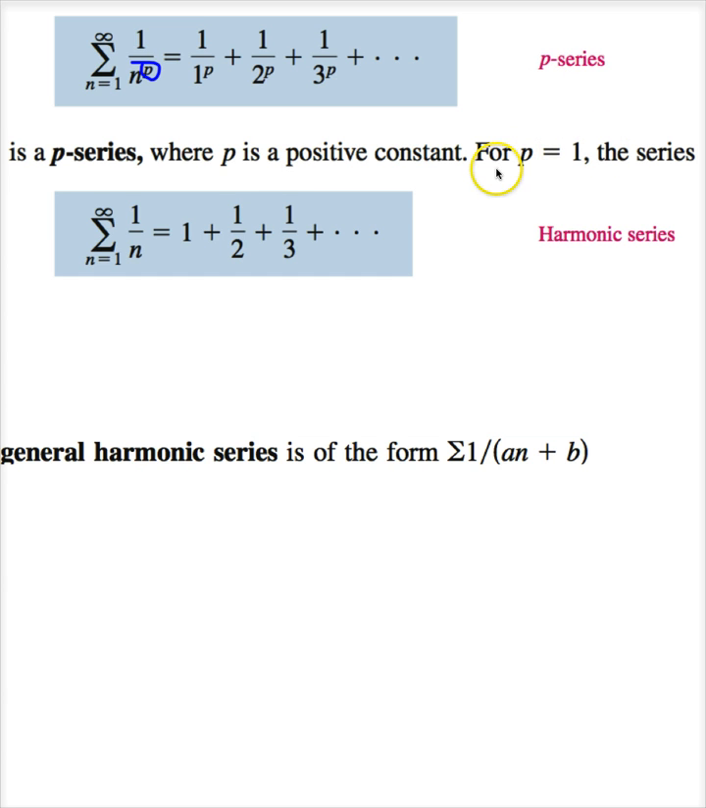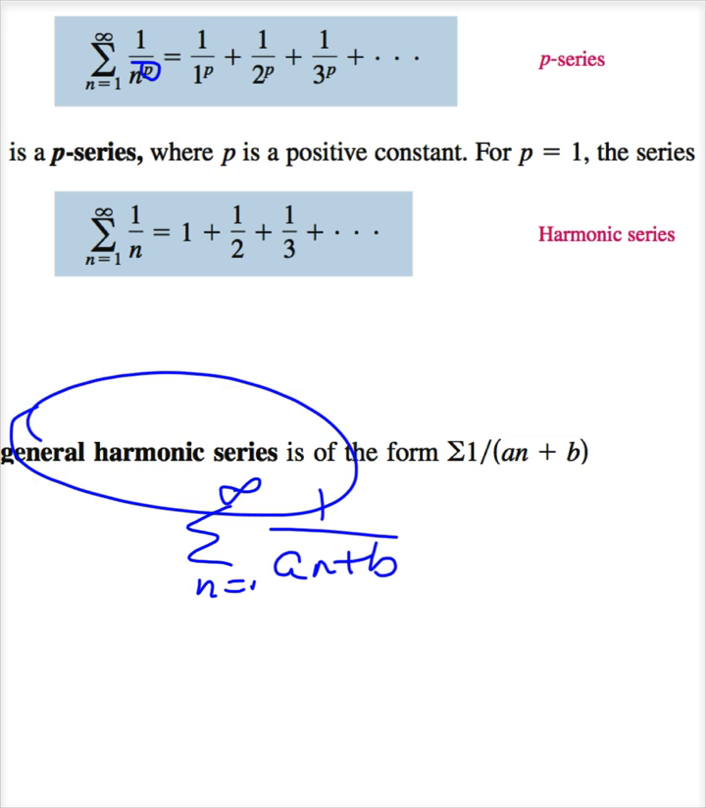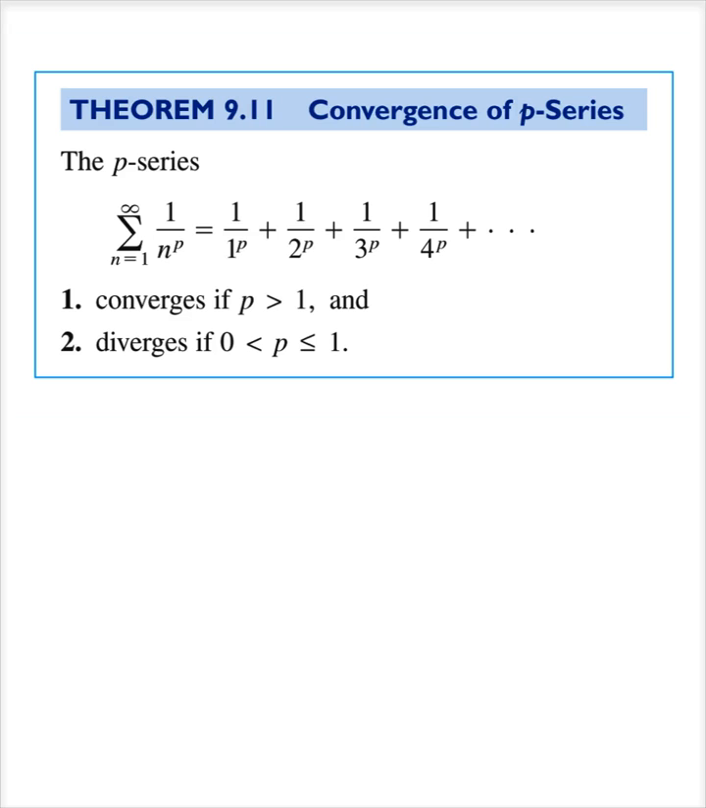If p is 1, we see this reduces to our harmonic series. And I want to point out that the generalized harmonic series is 1 over a n plus b. So if you see a series, sum n goes from 1 to infinity of 1 divided by a n plus b, you can say this is a form of the generalized harmonic series, and everything we say about harmonic series applies. Now, let's look at the p-series.